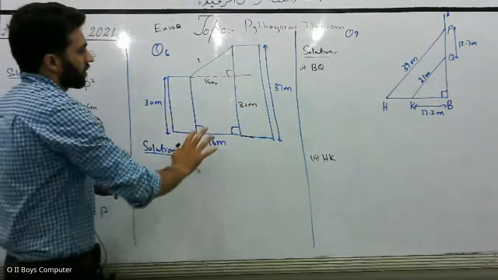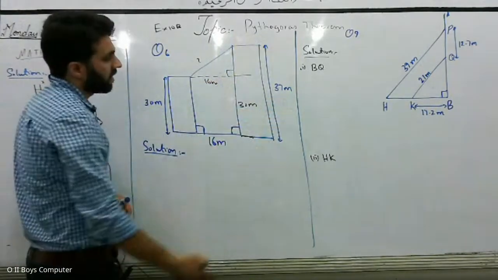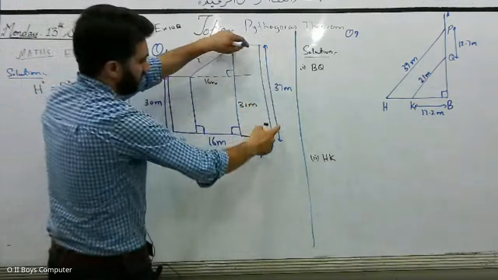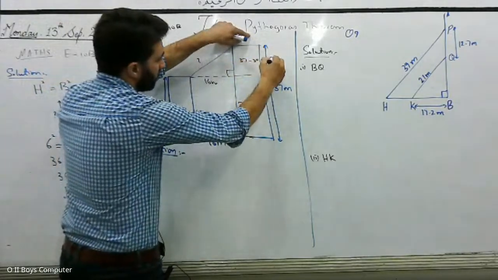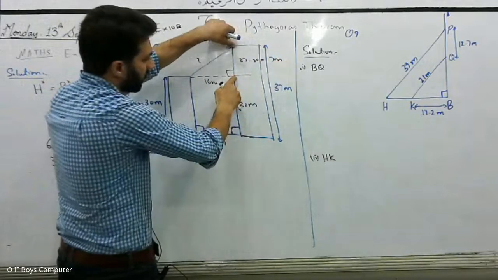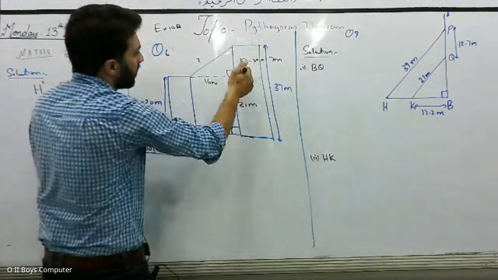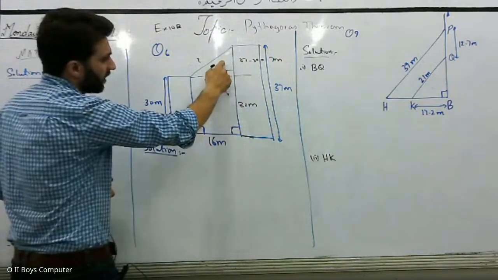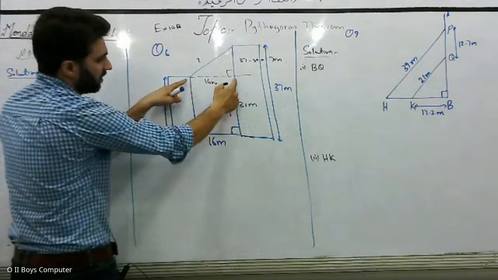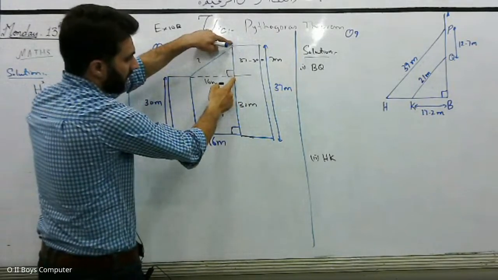So the height of the taller building is 37 meters, right? So if we subtract 37 minus 30, we will get 7 meters, which is the height of this triangle. It would be the height of the triangle, right? So now we have the given values in the triangle. 16 meters is the base, 7 meters is the height of the triangle.